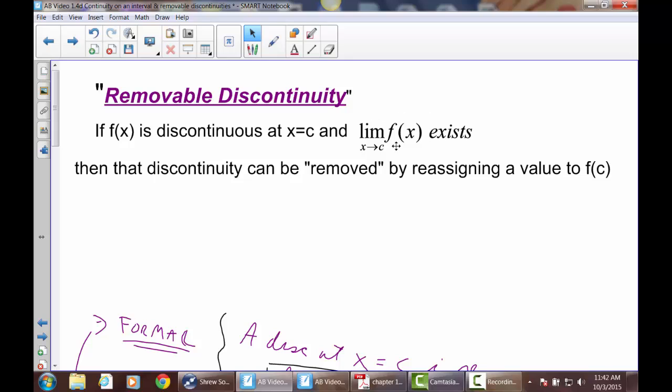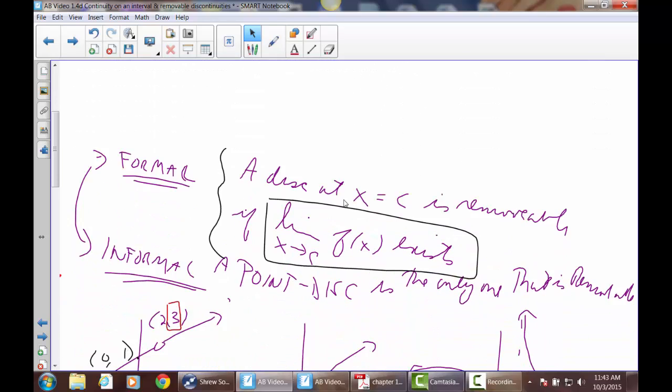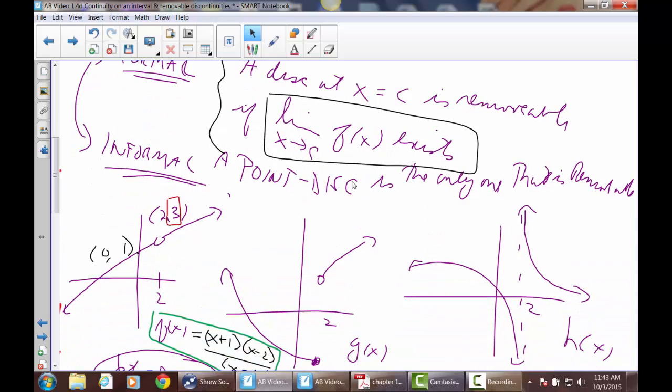Anyway, the limit as x approaches c of f of x exists, which means it equals the same number from the left and from the right. However, it's discontinuous at c. If that's the case, then that discontinuity can be removed by reassigning a value to f of c. So that's the formal definition.